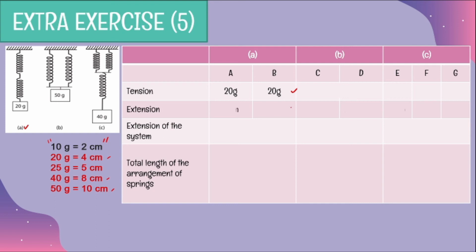Extension dia 20 is 4. 4 and 4. Extension of the system 4 plus 4. Sebab dia series atas bawah. Total length. Okay. So, total length ni kamu kena tambah satu. 4 plus L0. L0 kita 10. Berapa tadi L0 kita? 10 kan? Okay. Jadi 10 tambah 10. Maknanya asal dua-dua spring 10 tambah 10. Tambah 4 tambah 4. 28. Okay, next.